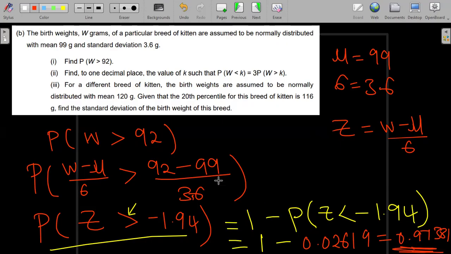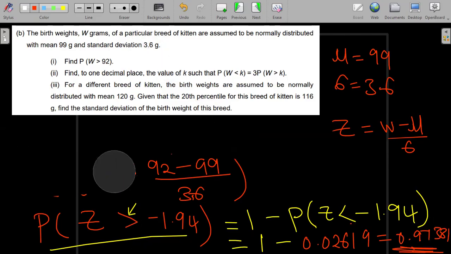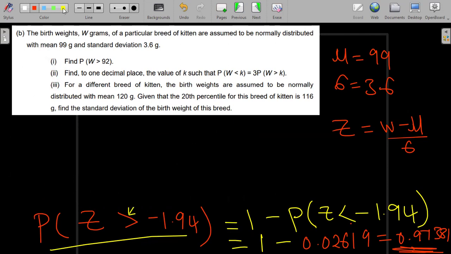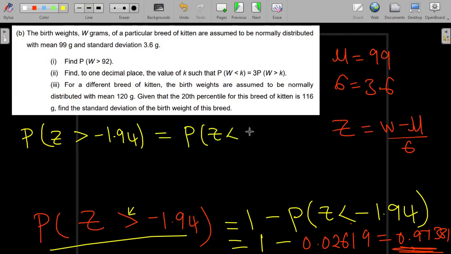So this is the probability that W is greater than 92. Here I used the complement rule, changing the greater than to a less than. But if you want, you can use what we call the symmetric rule. If I have the probability that Z is greater than minus 1.94, this is the same as the probability that Z is less than the positive value of this. You can use either one, and you're still going to get the same answer.